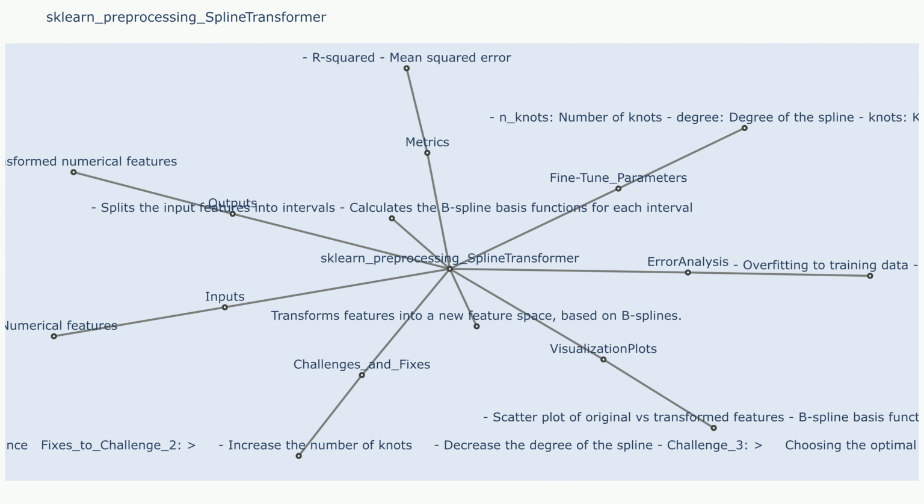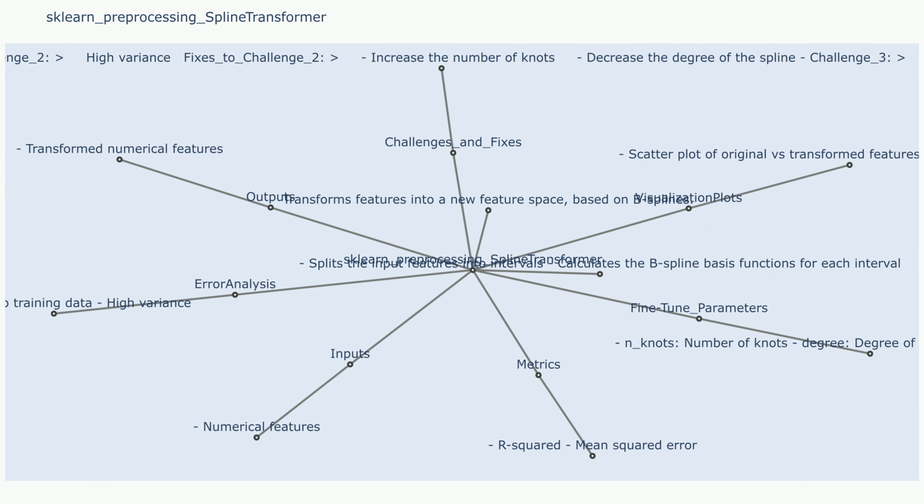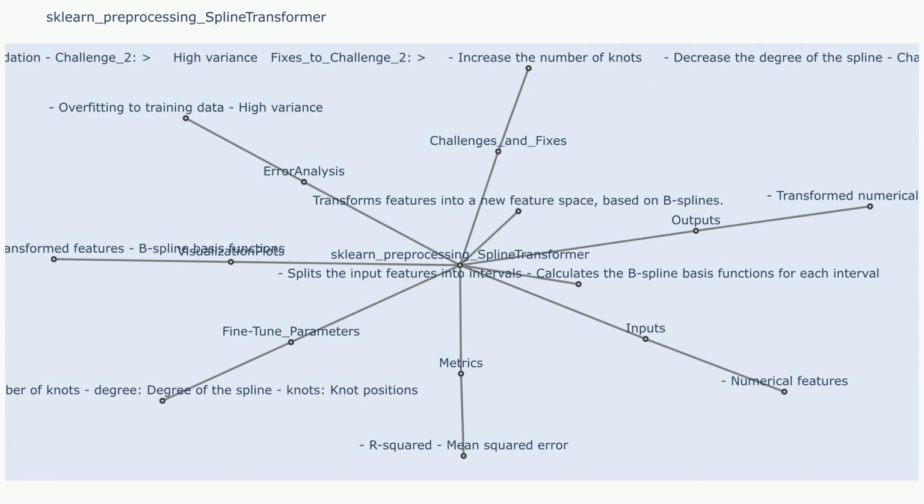Challenges and fixes. Challenge 1: overfitting. Choosing too many knots or a high degree of the spline can lead to overfitting, where the spline model fits the training data too closely and performs poorly on unseen data. Sample use case that resulted in challenge 1: a dataset with a small number of data points where a high-degree spline with many knots is used, leading to a model that captures noise in the training data but generalizes poorly.